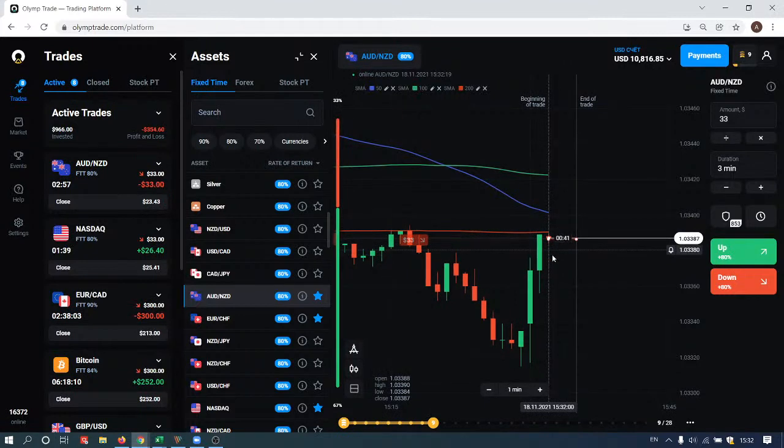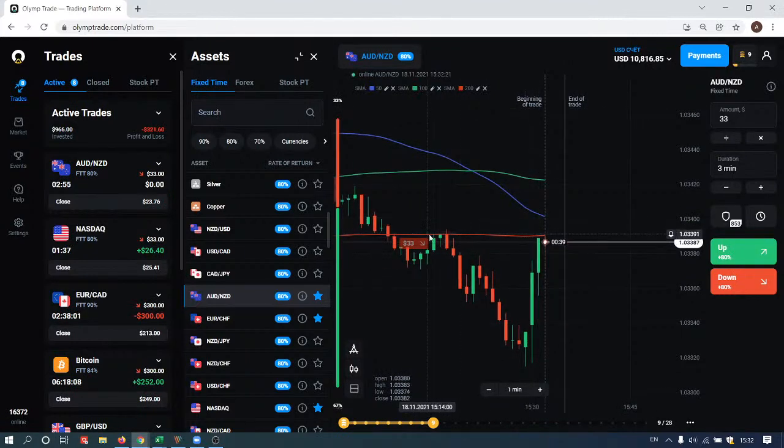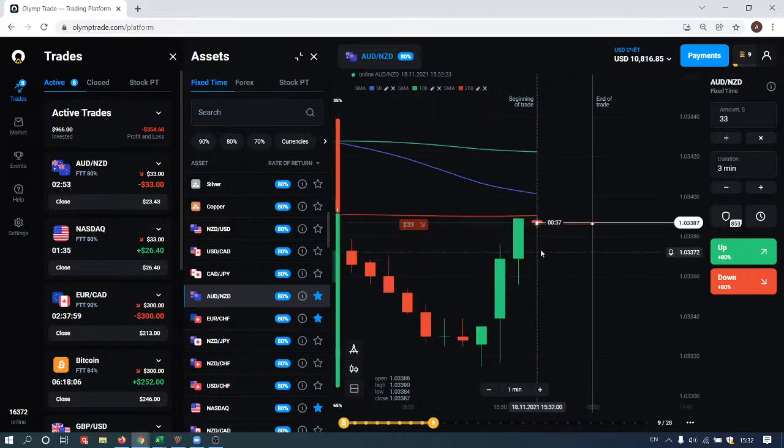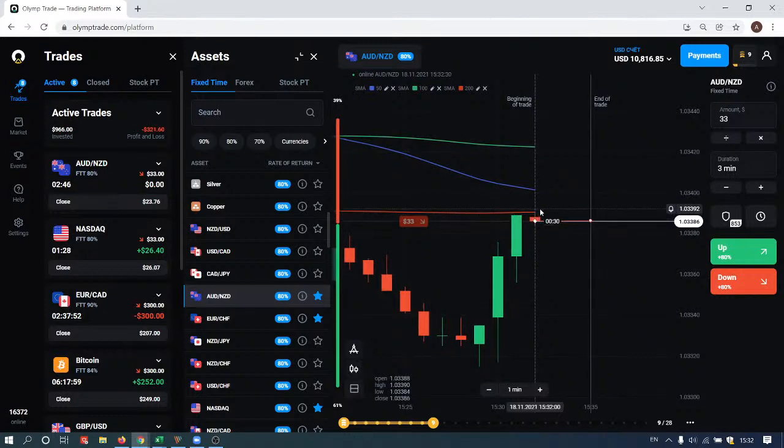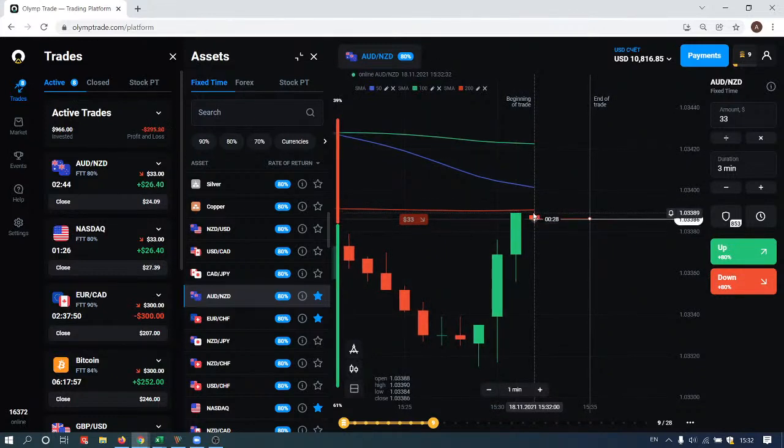So AUD NZD downwards, because we came close to the 200 SMA. And like I said, I'll remind you, the closer you open a trade to the 200 SMA, the better it is. So try to open your trades as close to this level as possible.